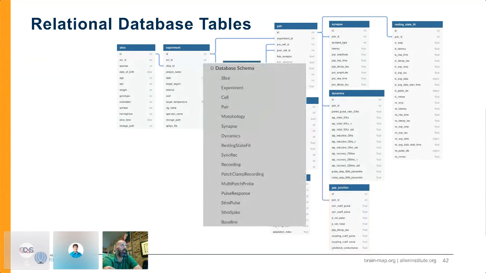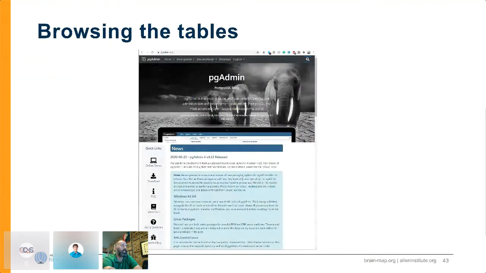Here's the full list of database tables. We describe the content of our tables in the documentation, but I find a really great way to explore the tables is with the open source tool pgAdmin. It's open source, so it's freely available, and it's a nice way to view the content of our tables to get a sense of what's there and how the data is structured.